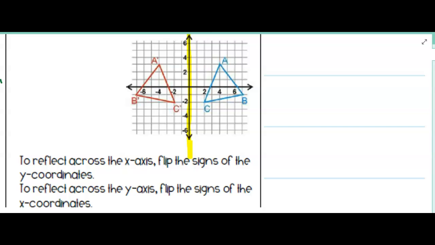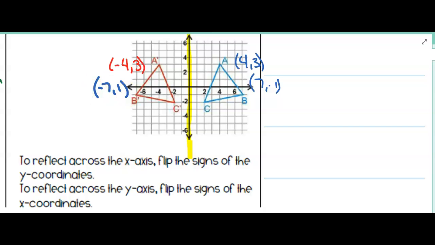So let's just look at point A to start off with. So point A is at the point 4, 3. And if you look at the point A prime is at the point -4, 3. And if you look at the point B, it's at 7 comma negative 1. And then if you look at B prime, it's at negative 7 comma 1.